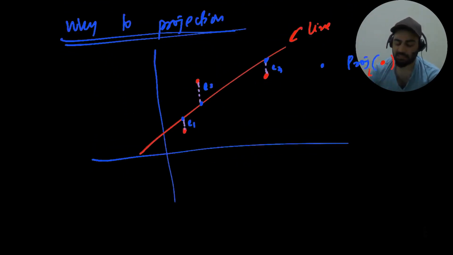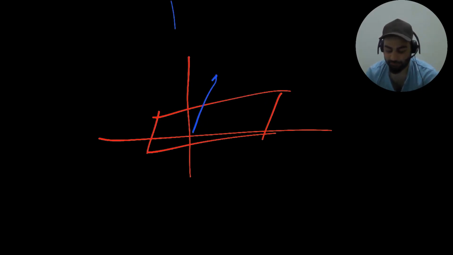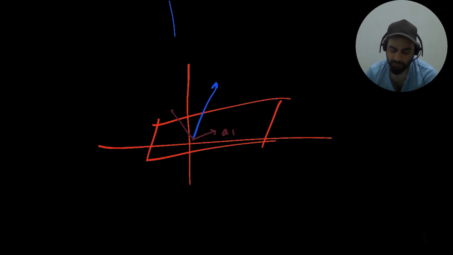Now let us generalize the projection of these points onto subspaces. Let's suppose this is a plane, and there is some vector which is out of this plane. Let's suppose this plane is defined by two vectors a and b, or maybe a1 and a2. Let's suppose these two are the bases, because you know that a plane is always defined by bases, the basis vectors that span it.